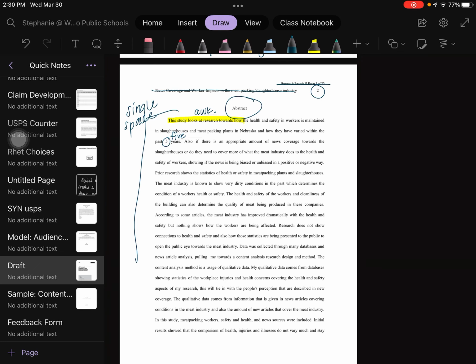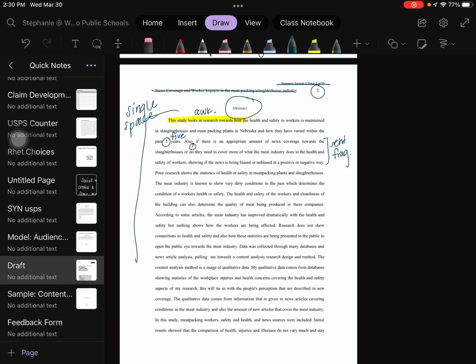The next sentence says, also, if there is an appropriate amount of news coverage towards the slaughterhouses, or do they need to cover more of what the meat industry does to health and safety of workers, showing if the news is being biased or unbiased in a positive or negative way? So this is a sentence fragment, meaning it doesn't have a subject and a verb. It's also missing a few other things. For example, it should have a comma after also.